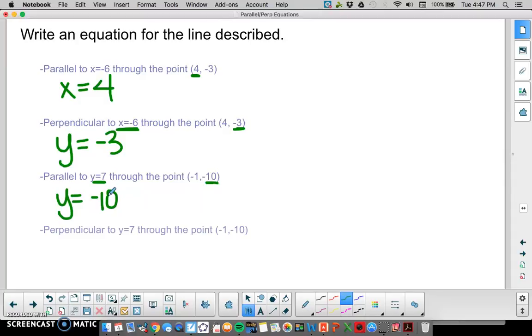Looking at perpendicular to y equals 7, because y equals 7 is a horizontal line, one perpendicular to that will be vertical. So I need a vertical line, which will have the equation x equals a number, and I want it to go through the point (-1, -10). Well, the x value of the point will give us the equation of that line. It will make sure it passes through that given point, and it gives us the x value that we need for our equation.